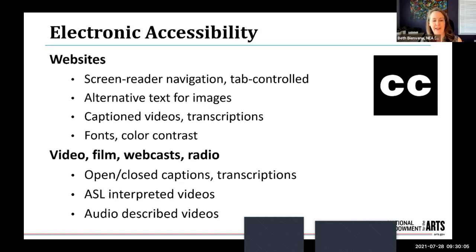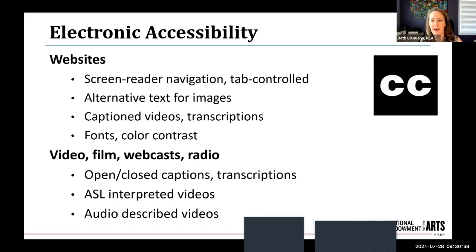So it means that your website is screen reader friendly, that people using screen reading software can access it as the electronic screen reader reads across the page, that it flows logically. And often this software is tab controlled, so it needs to be designed so that you can tab from element to element on your screen. And that there's alternative text for images. And it's done easily.